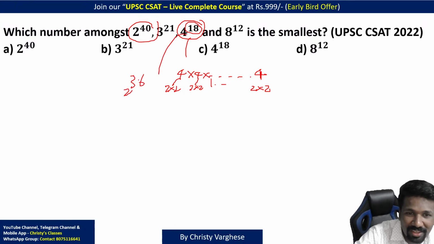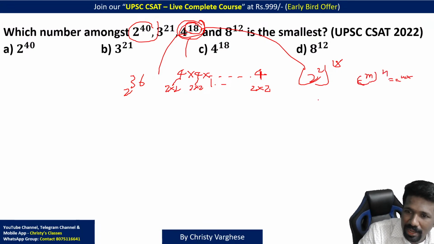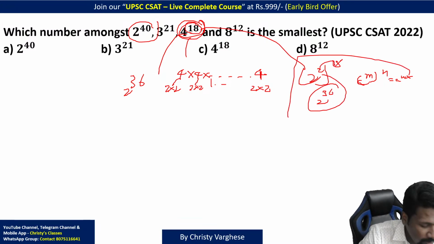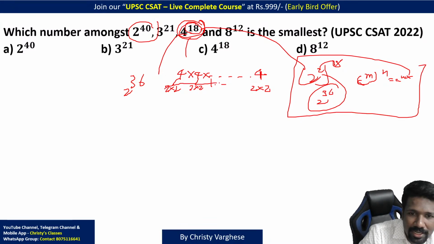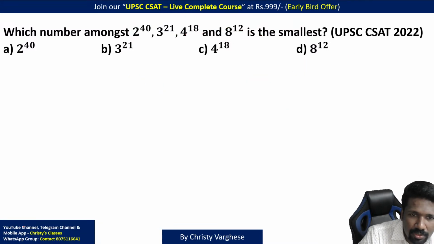In school we have memorized this: 4 raised to 18, first you write 2 square raised to 18. Then a raised to m, the whole raised to n, is a raised to m into n. That also gives you 2 raised to 2 into 18, that is 2 raised to 36. But if you have difficulty understanding that, just list out 4 raised to 18, then you will understand that it is 2 likewise 18 times, that is 2 raised to 36. So definitely this is 2 raised to 36.